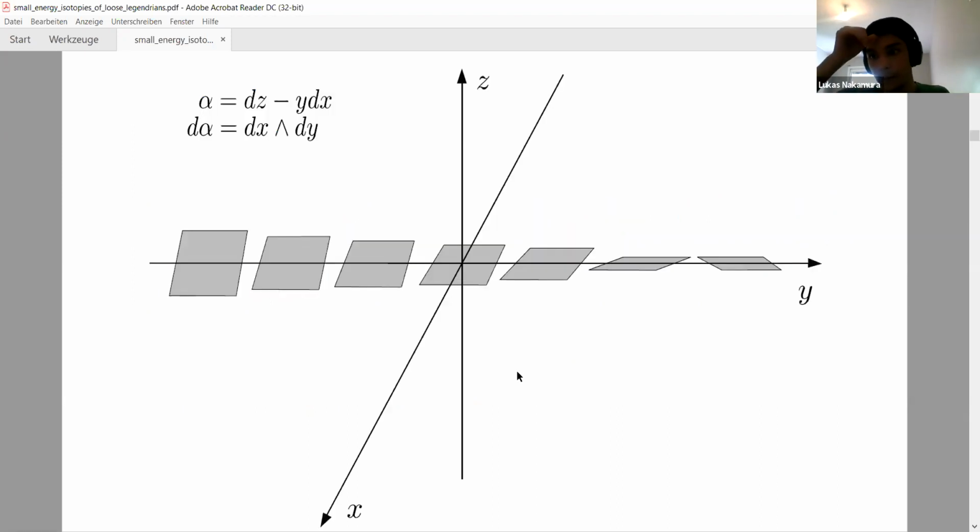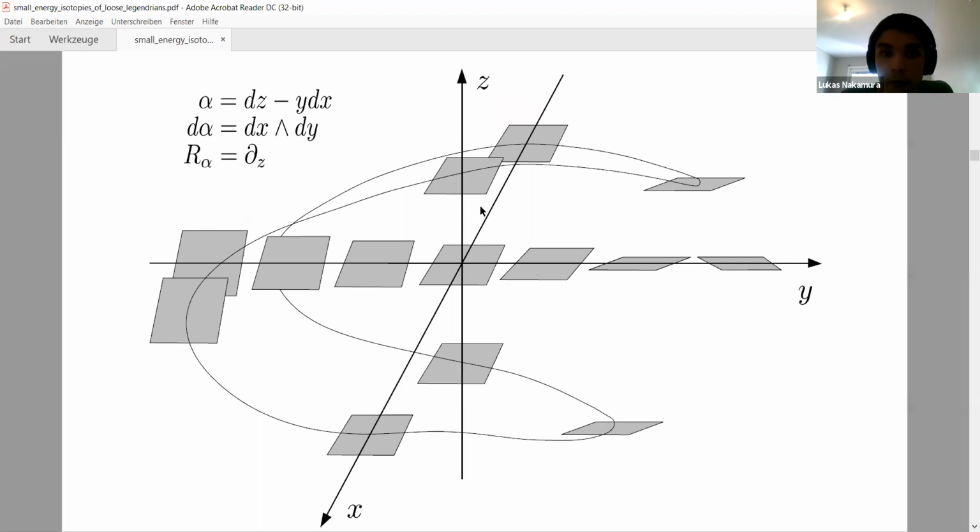So the standard example of contact manifolds, and actually a local model for all contact manifolds, is R^(2n+1). And here I've drawn a picture of R^3. And the contact form is given by dz minus y dx. You see that the contact distribution does not depend on x and z, but only on y. And if you go in the y direction, it somehow rotates. So these planes here should indicate the contact planes. And d alpha is dx wedge dy. And so the Reeb vector field is just given by the unit vector field in the z direction.